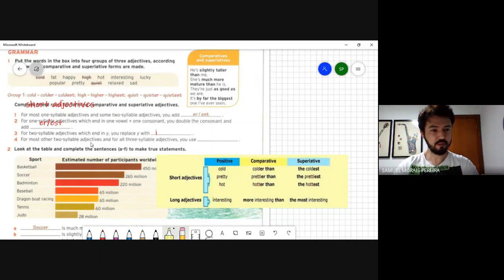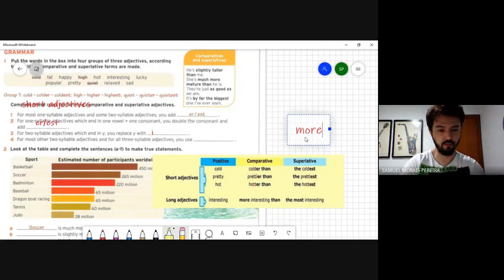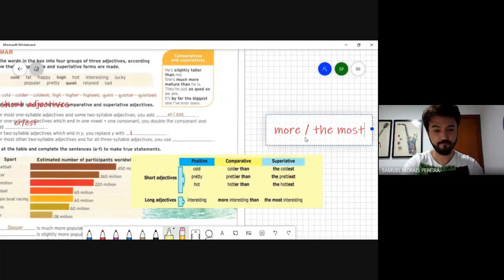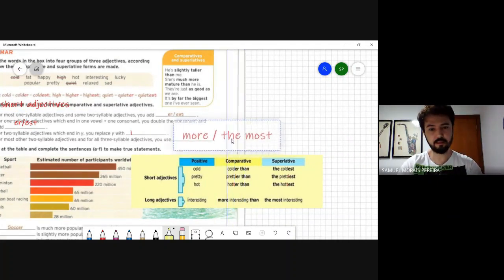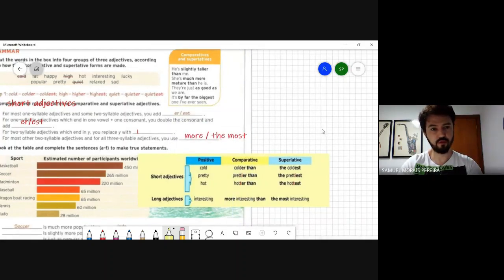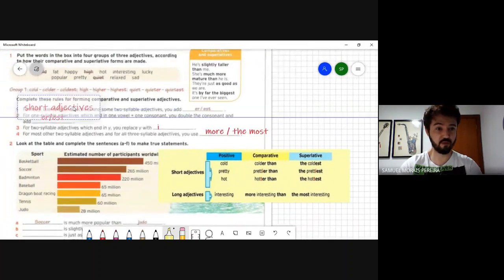For most other two-syllable adjectives, ó, para todos os demais adjetivos de duas sílabas, or three-syllable adjectives, you use, o que você usa, ó, more in the comparative and the most in the superlative. So you're going to use more, barra, the most, ok? Sorry. I don't think this is a very good type of exercise, but anyway, I am just doing it because you have to have the rules here, né? Vocês têm que ter as regras.